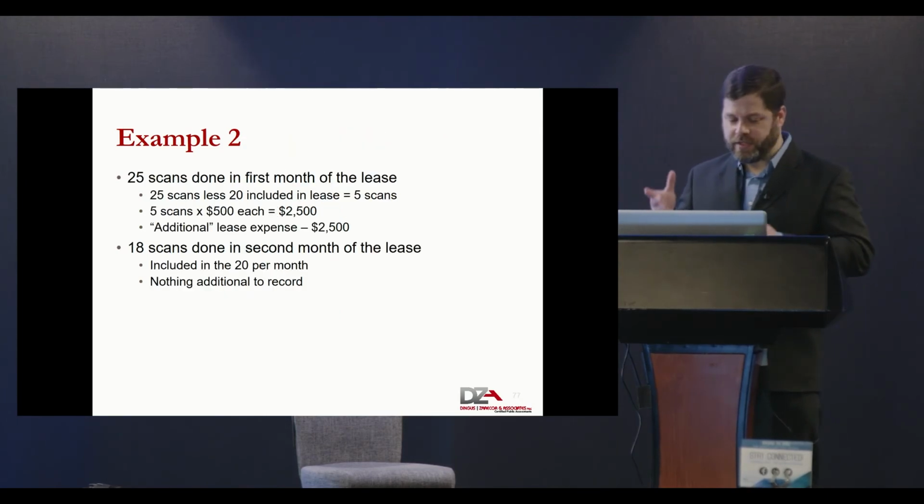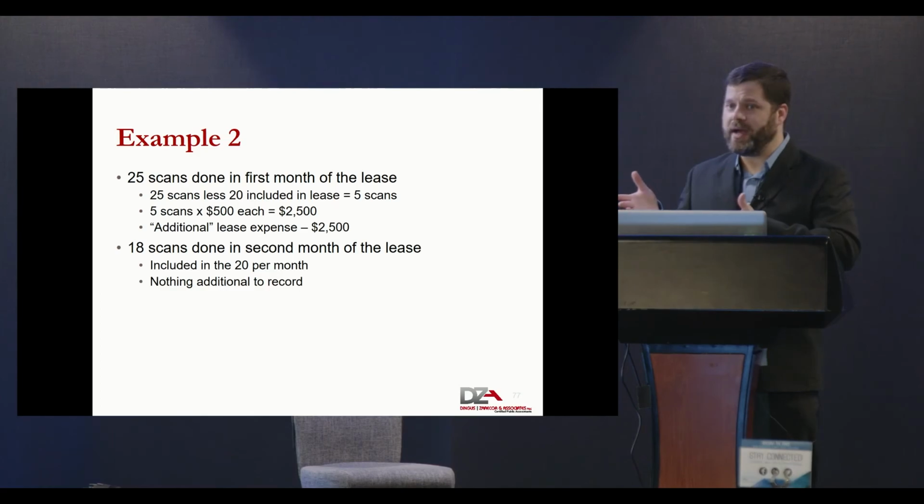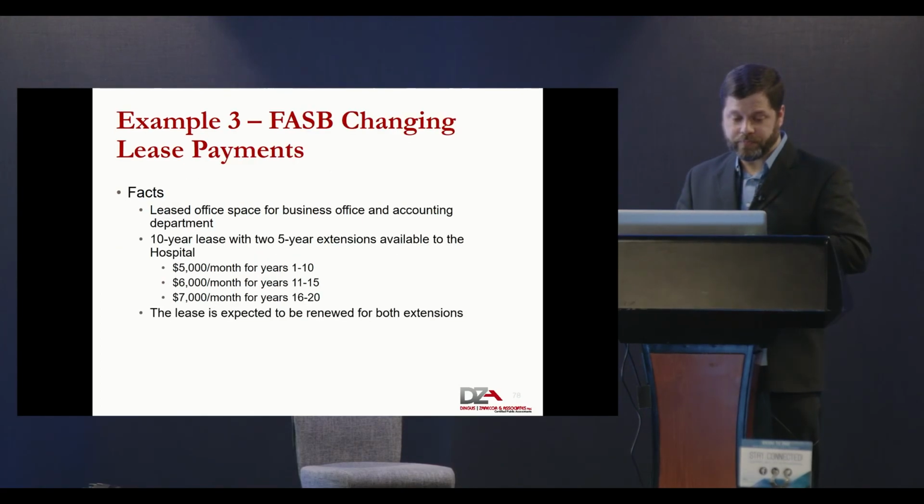And then this just shows those variable payments. If you do 25 scans, you do have to expense that additional 5 scans because you only had the lease, the base amount up to 20 scans. You do expense that in the month where those additional scans happen. Whereas if you only have 18 scans, you still pay the full amount, and there's no change in the accounting for that month.